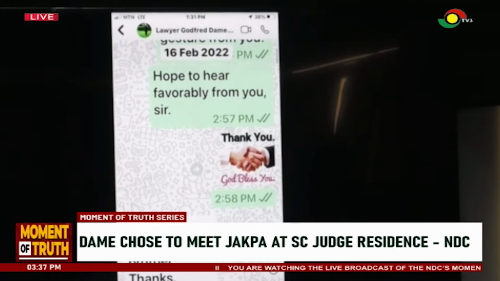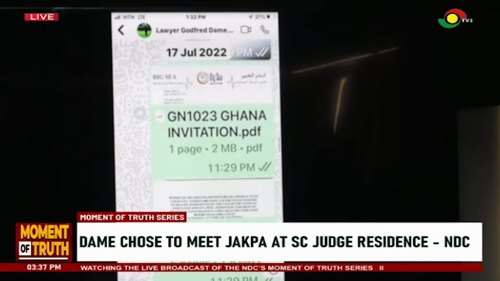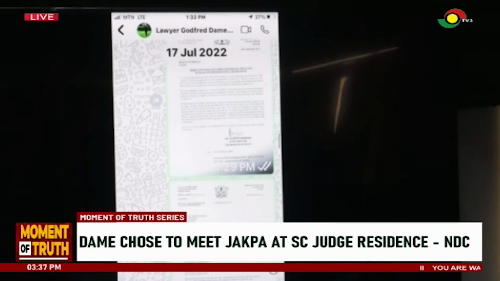The next set of WhatsApp chats, WhatsApp exhibits 2, 3, and 4, dated 17 July 2022, shows Godfrey Dame receiving certain soft copies of documents from Mr. Richard Jakpa to facilitate his prosecution of the minority leader at 11:29 p.m. Close to midnight. So if you hear Richard Jakpa saying odd and unholy hours and times, this is what he was referring to. This was immediately after the Attorney General had met Mr. Jakpa at the residence of the Supreme Court judge at the instance of the Attorney General. So these are documents which Jakpa forwarded to Godfrey Dame after that meeting.